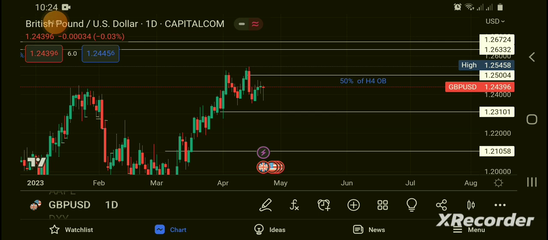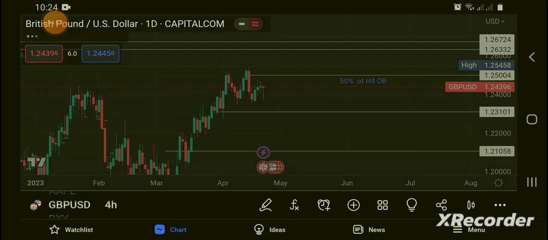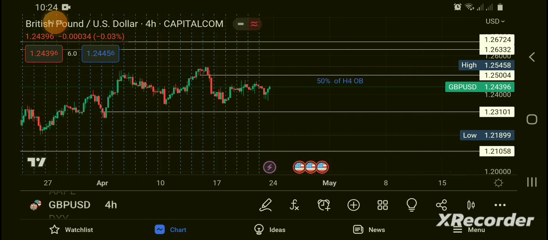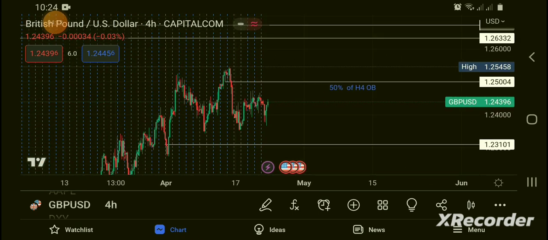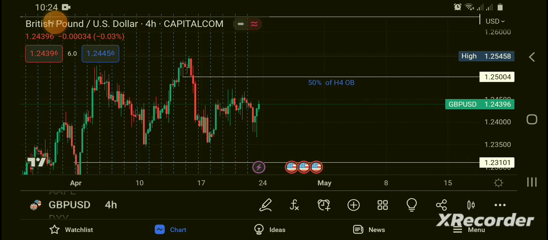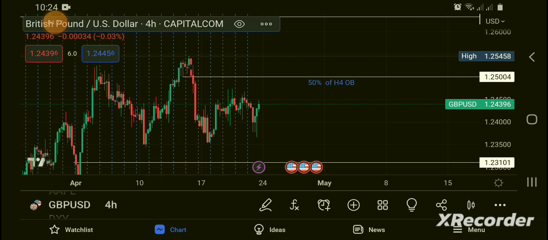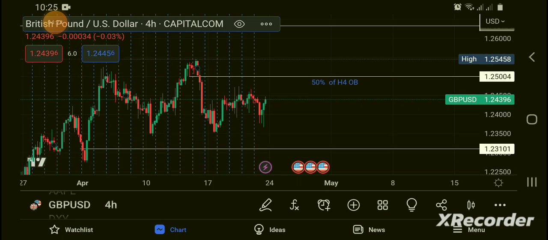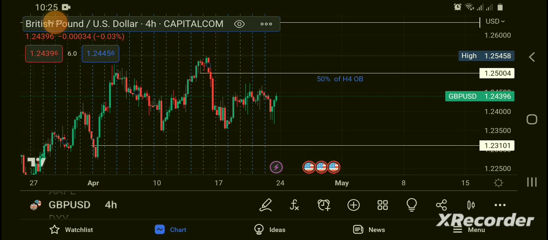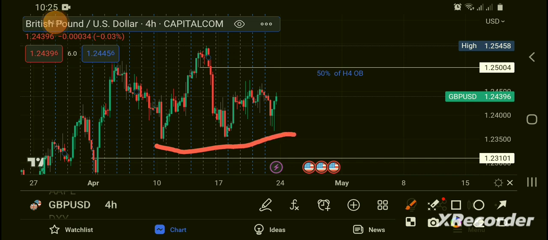So this is on the daily time frame. Let's go to the H4 time frame and let's see more of what I'm trying to see. On the H4 time frame, this line here is a 50% of my H4 order block, which I've marked out already. One of the justifications for this analysis is that there's so much liquidity down here, there's so much liquidity created, and at the same time there's liquidity up here.